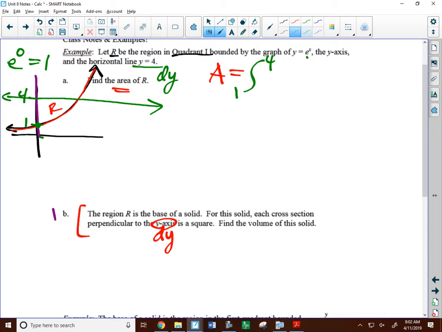The right function is the red, that was the e to the x, minus the left function, which is the y-axis. The y-axis has an equation of x equals 0, just like the x-axis is y equals 0. So it's going to be e to the x minus 0.